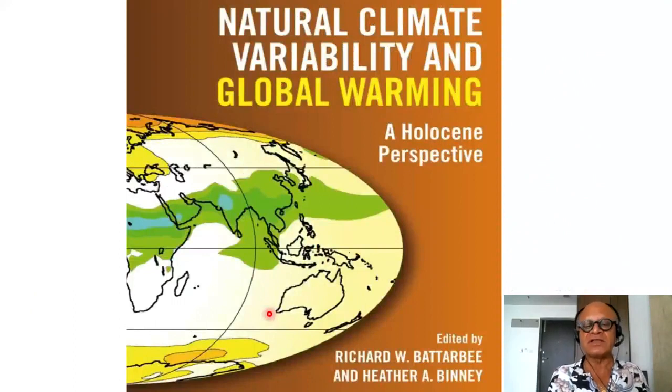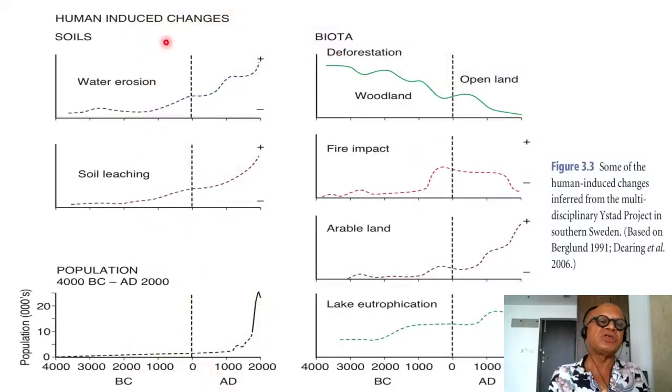Talking of that, we can look at some evidences of other human impacts from this book, which is Natural Climate Variability and Global Warming, a Holocene Perspective. It shows human-induced changes. Will Steffen tends to write a lot of papers on human impacts along these timescales as well. So the water erosion, again we are going here from 4000 BC to 2000 AD. So this terminology will continue in some papers, because these are older papers where we talked about Anno Domini and before Christ, whereas it got changed to Common Era and Before Common Era to be more secularist, I suppose.